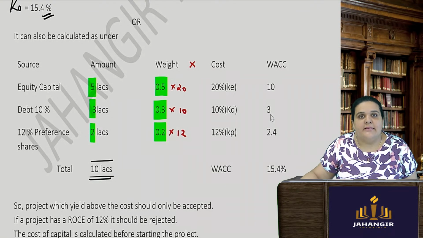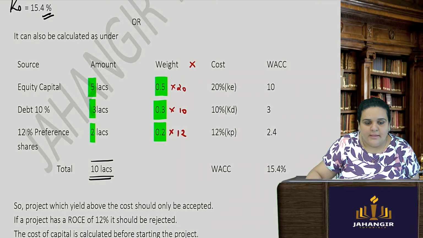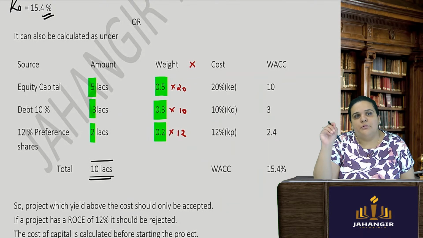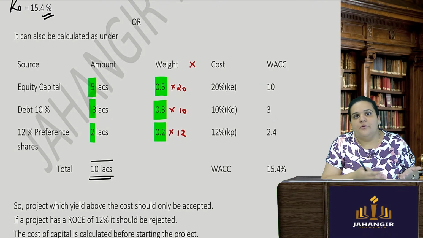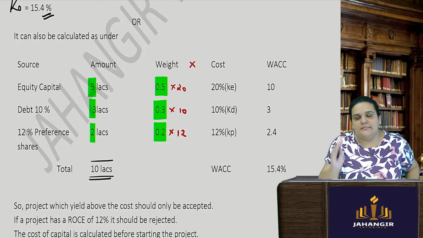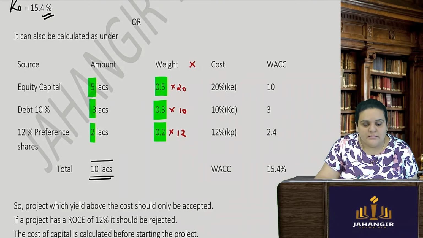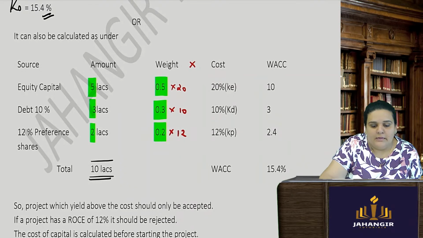You will get 10, 3 and 2.4. Total will be 15.4. Just put a percentage sign after that. Your answer is 15.4. So whether you did it with weights or without the weights, your answer is coming almost the same.